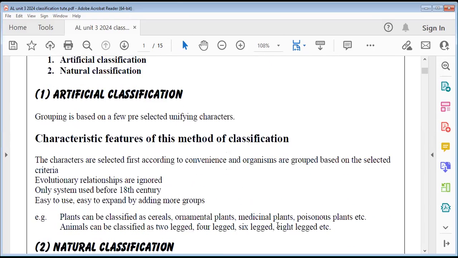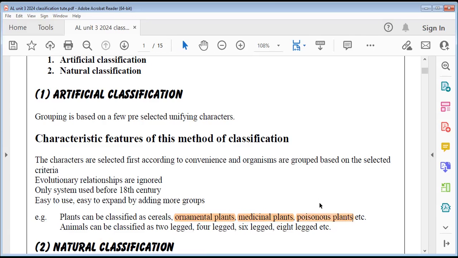Now, a little more detail about artificial classification. If you consider artificial classification according to our convenience, we develop certain groups and place the organisms in it. For an example, now look at this example. What kind of plants? Ornamental. So that has an economical importance, right? Another kind of plants? Medicinal plants. That's also having an economical importance.